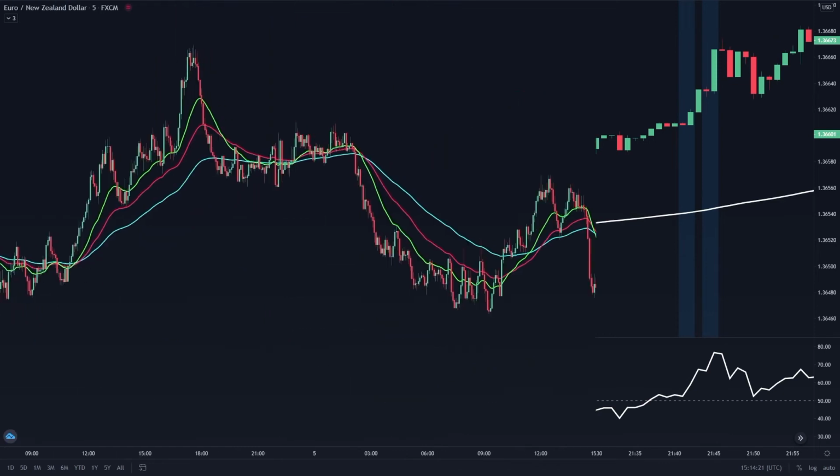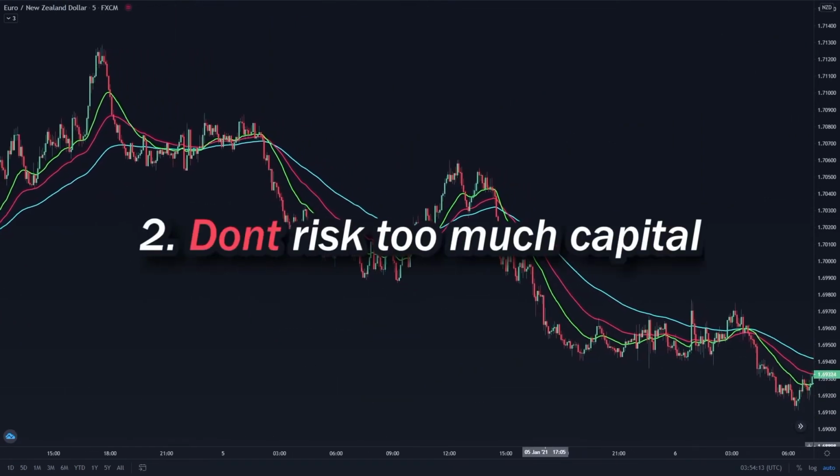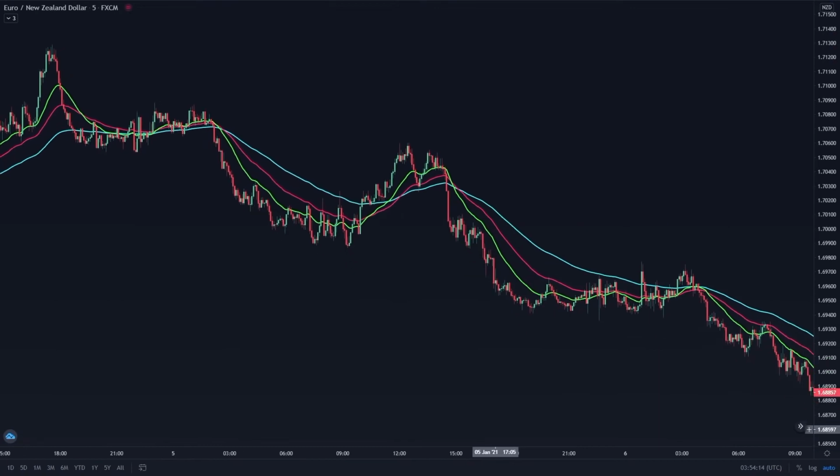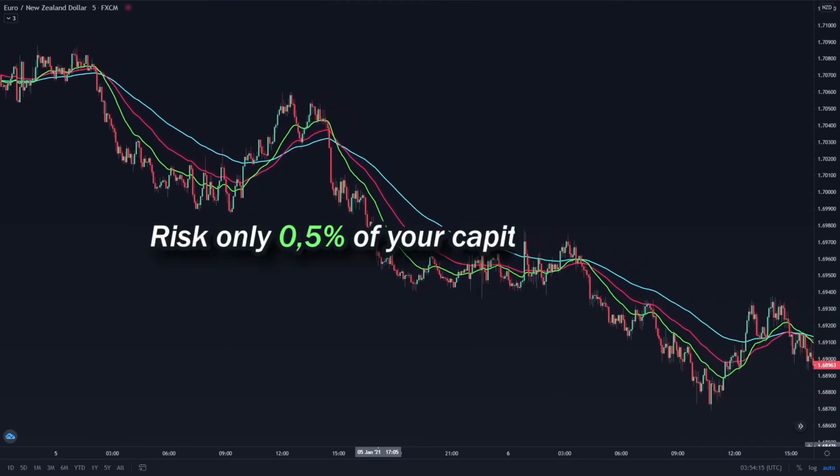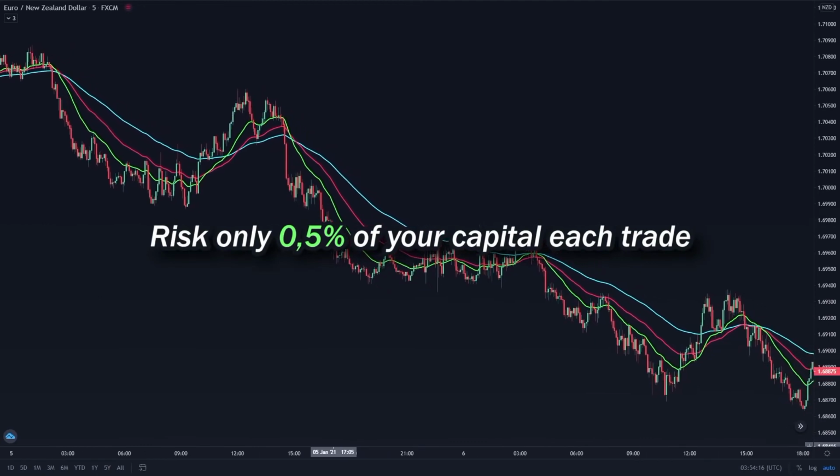Only take trades that you are able to manage, because it's very hard to handle multiple trades at once, especially when you're scalping. The second tip is don't risk too much capital. You never want to risk more than 1% of your capital per trade. I recommend risking only 0.5% each trade.